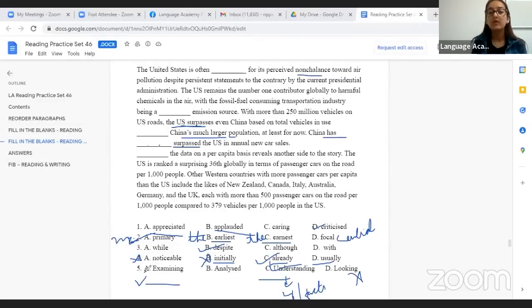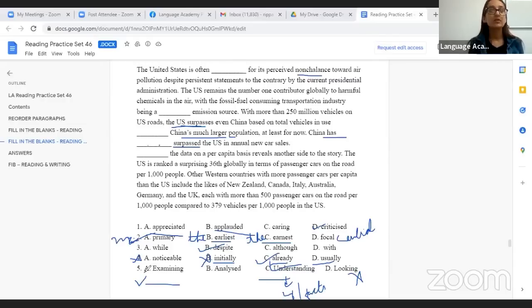And the fourth one, already China has, because has means present tense, we cannot put initially and usually, it does not make sense. So we'll say already China has surpassed the US in new car sales. And then analyzing the data should have been fine. Examining the data is fine.